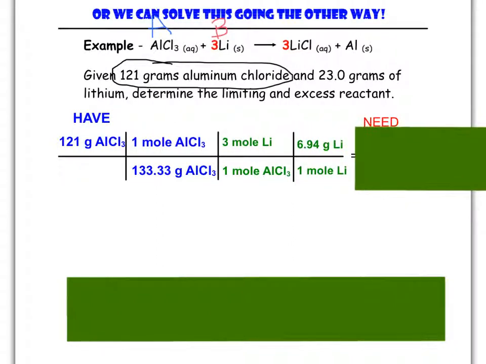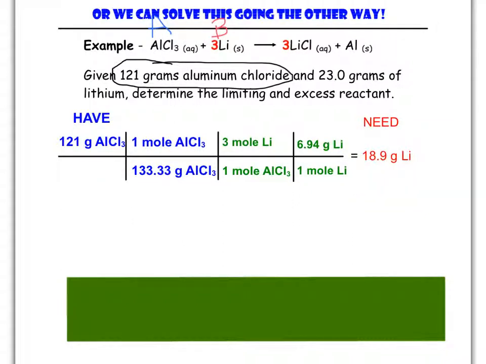And there is 6.94 grams of lithium per 1 mole. And if we do this, we will see that we need 18.9 grams of lithium. But again, comparing our values here, we have 23.0 grams of lithium, but in order to use up all of the aluminum chloride that we have, we only need 18.9 grams of lithium. And that would make sense.